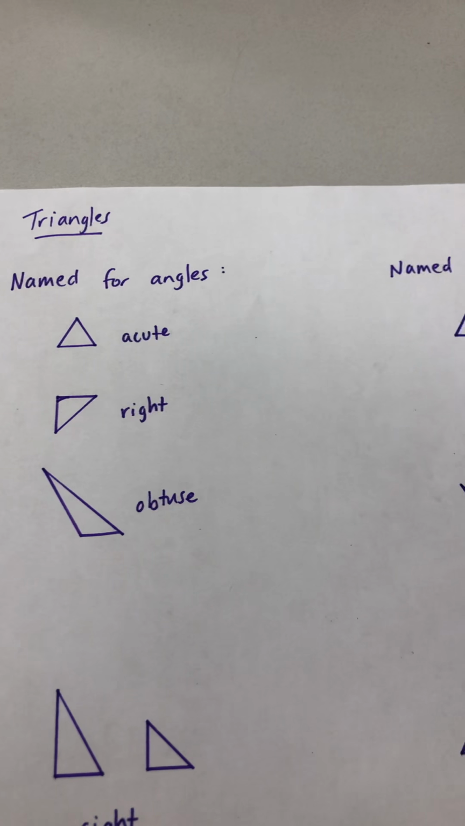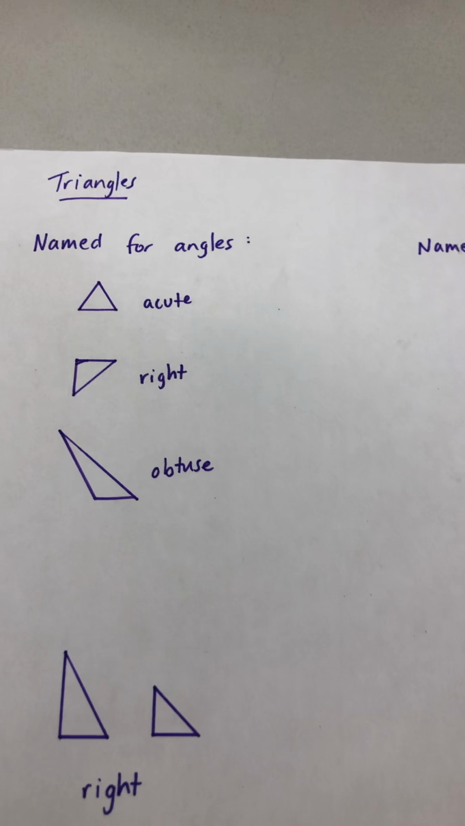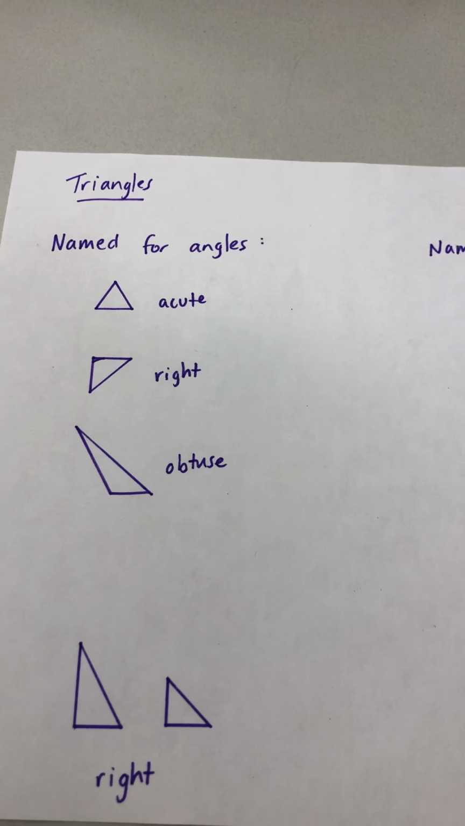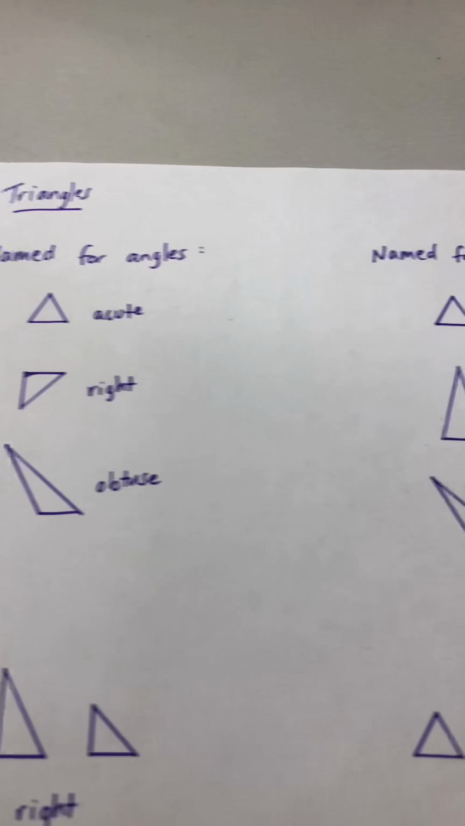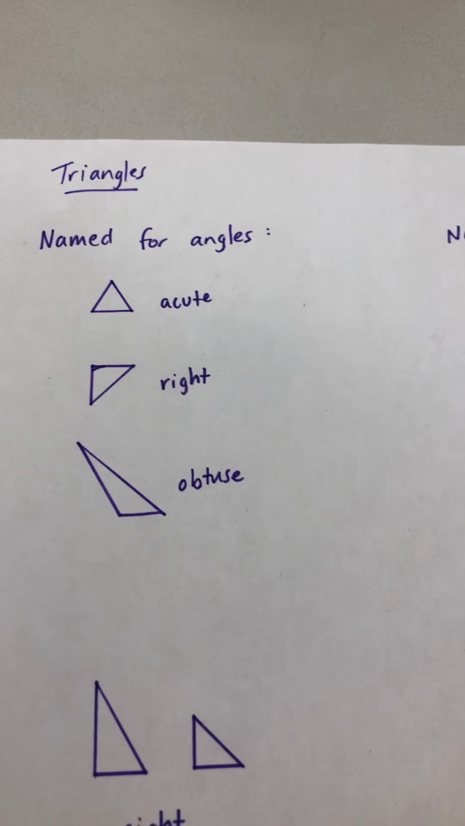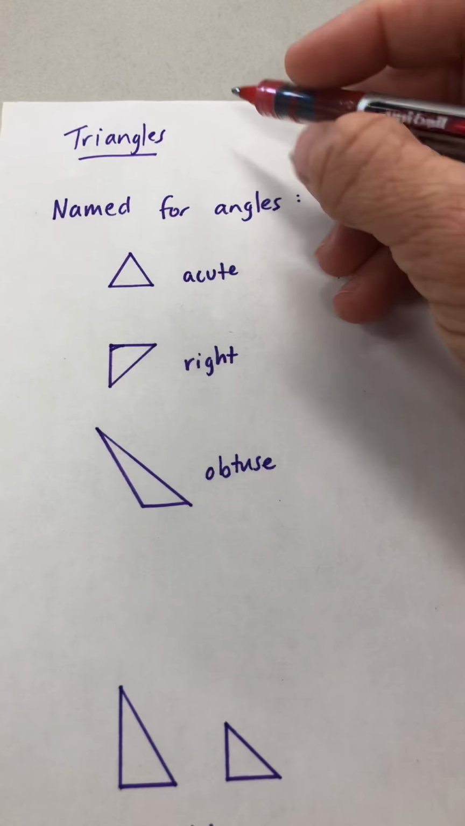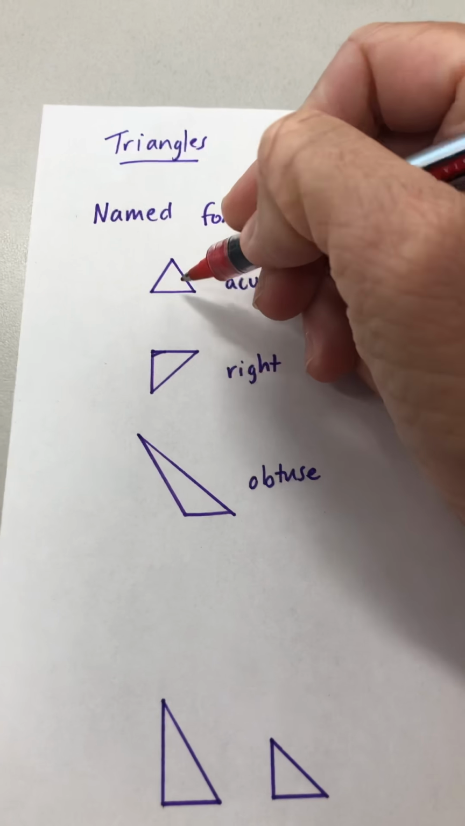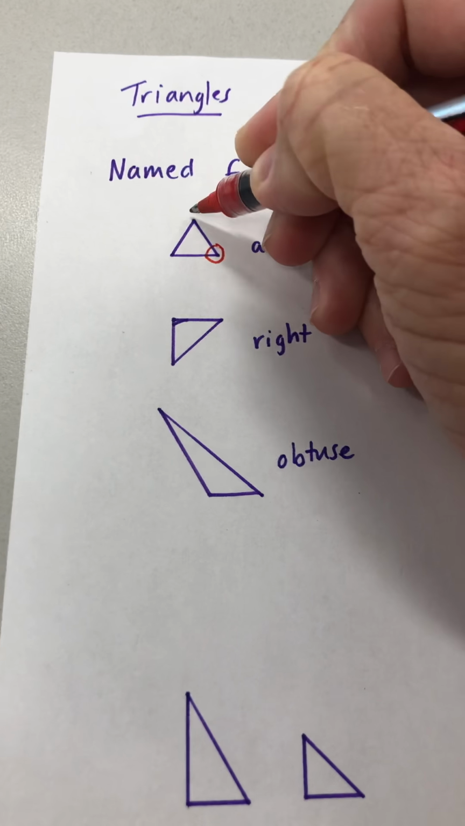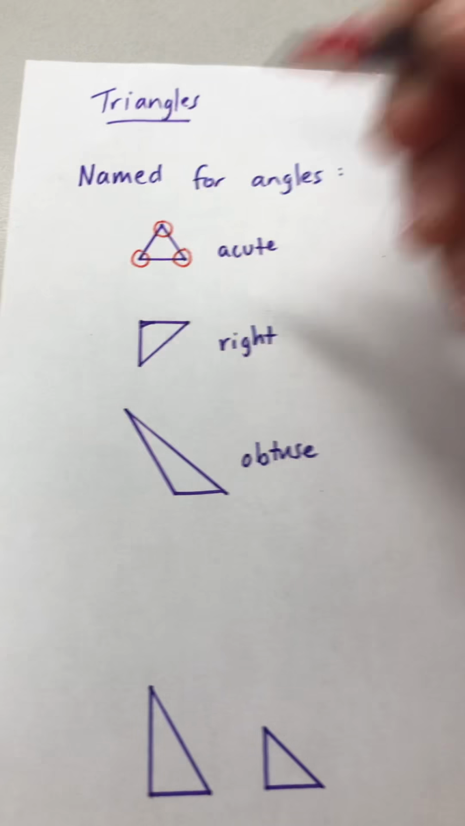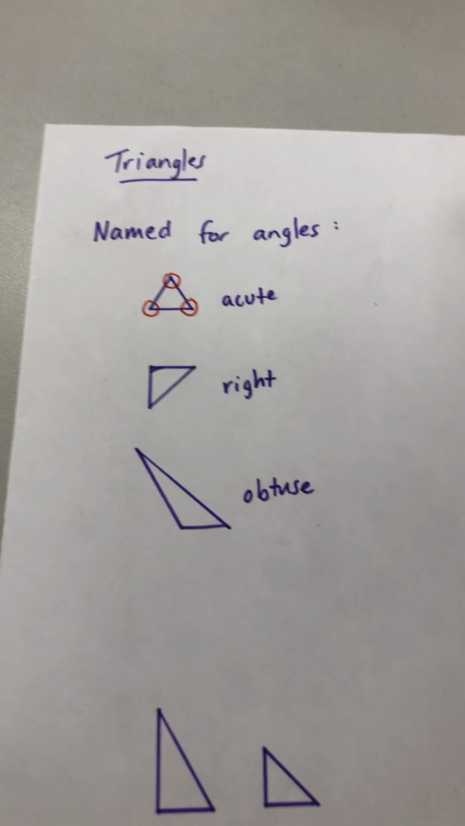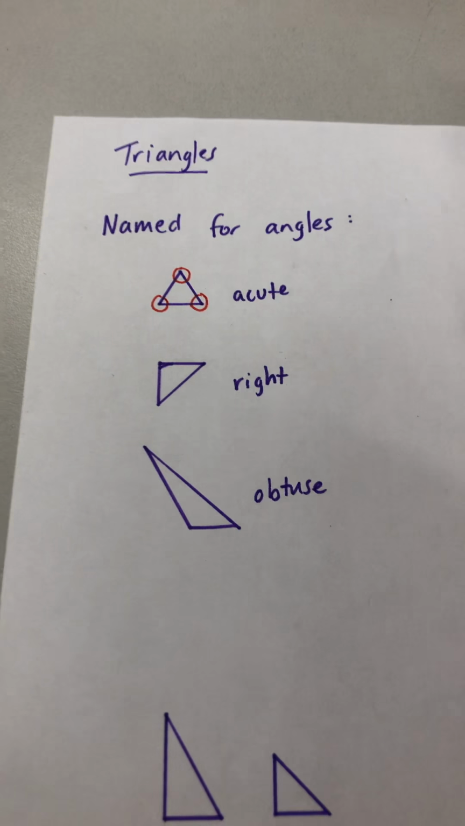We focus quite a bit on triangles, in that triangles can be named and categorized a couple different ways based on either their angles or their sides. This was a review of what we did last unit with angles. So anytime you have a triangle that has all 3 acute angles, it is going to be an acute triangle.